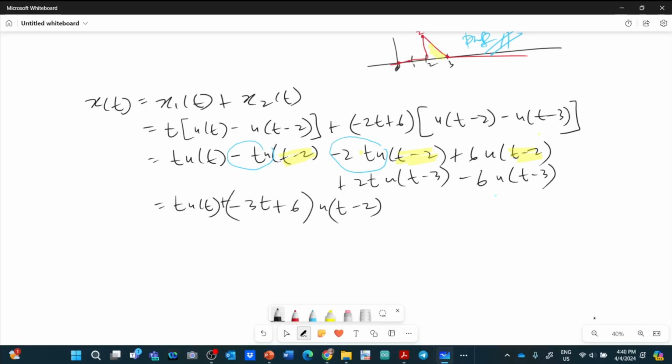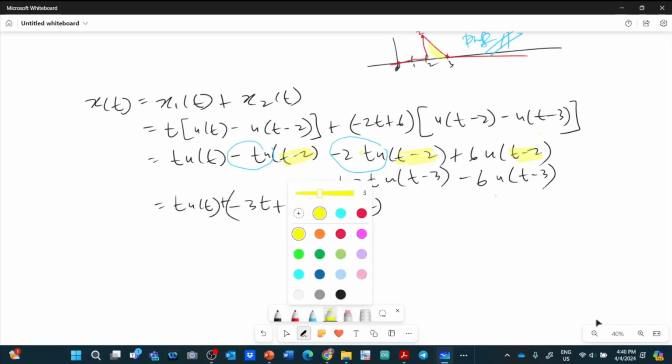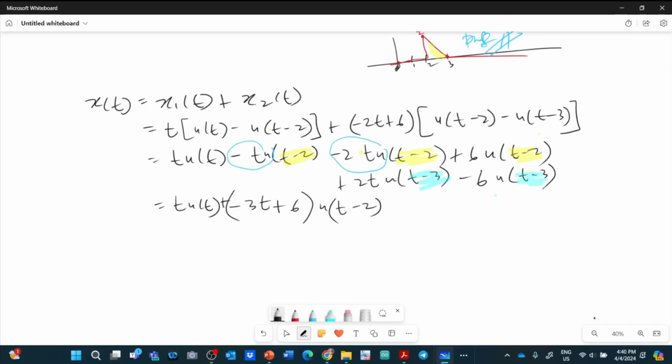And then what else do you have? t minus 3, right? This is the same. This is the same. So you have plus 2t minus 6, u(t minus 3). This is the final answer.